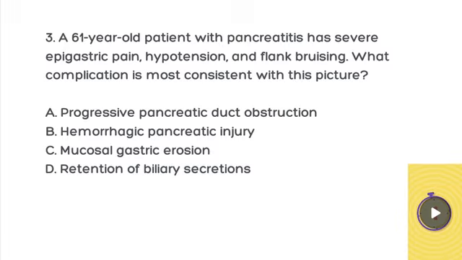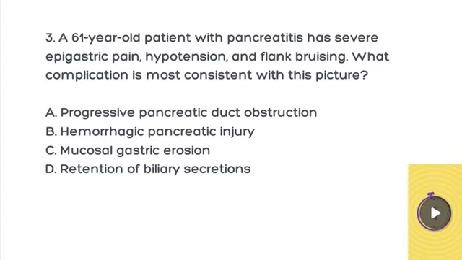Okay, so the correct answer is letter B. So when you have hypertension plus ecchymosis, it is equal to hemorrhagic pancreatitis. Letter A is incorrect because obstruction does not cause bruising or shock. Letter C is also incorrect because gastric erosion does not explain the flank discoloration. And letter D is also incorrect because biliary retention leads to jaundice, not ecchymosis.